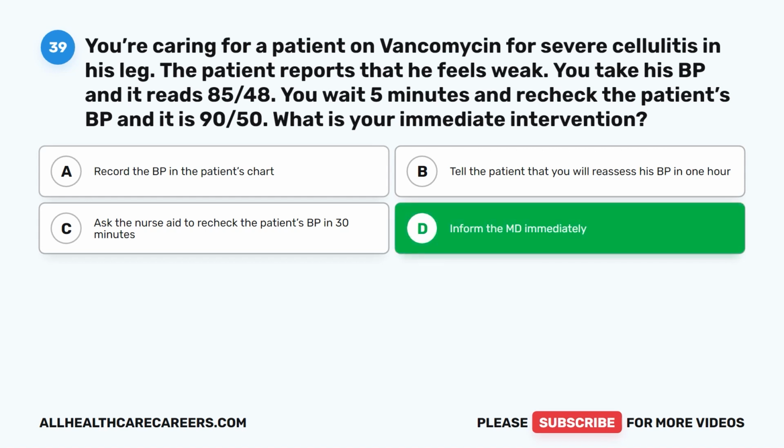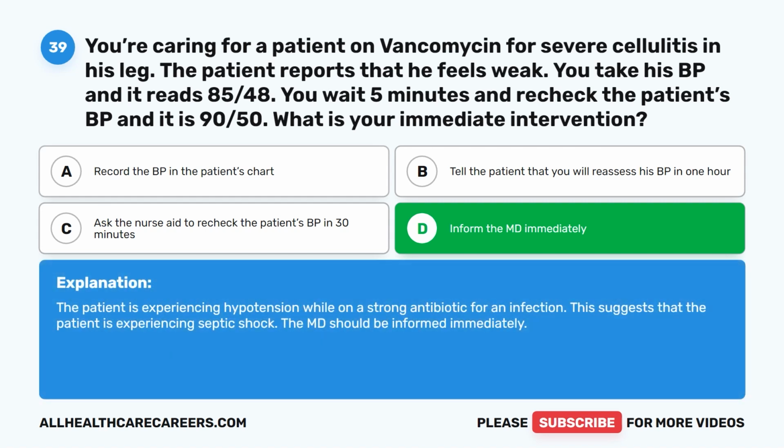The correct answer is D. Inform the MD immediately. The patient is experiencing hypotension while on a strong antibiotic for an infection. This suggests that the patient is experiencing septic shock. The MD should be informed immediately.